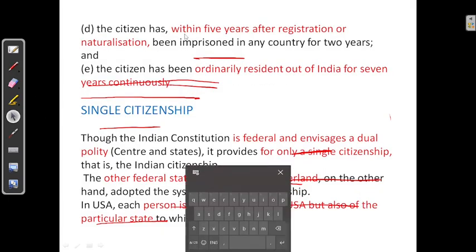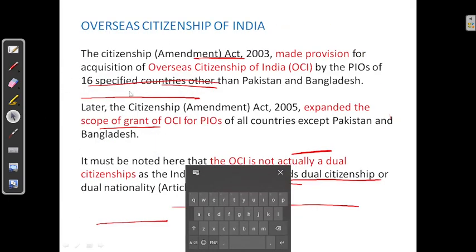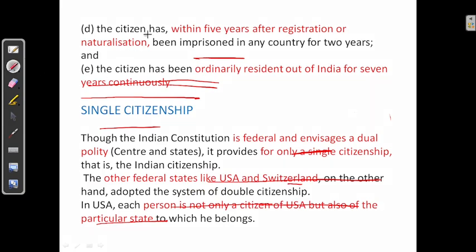Next, a citizen has within 5 years after the registration or naturalization been imprisoned in any country for 2 years. Understand? If we get a citizenship through registration or naturalization, and within that 5 years he is imprisoned for 2 years, then his citizenship will be deprived.